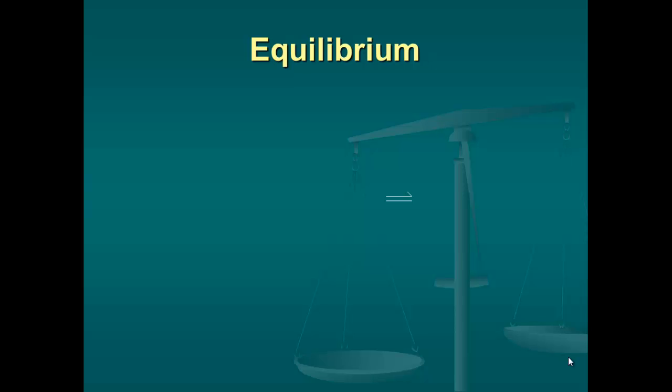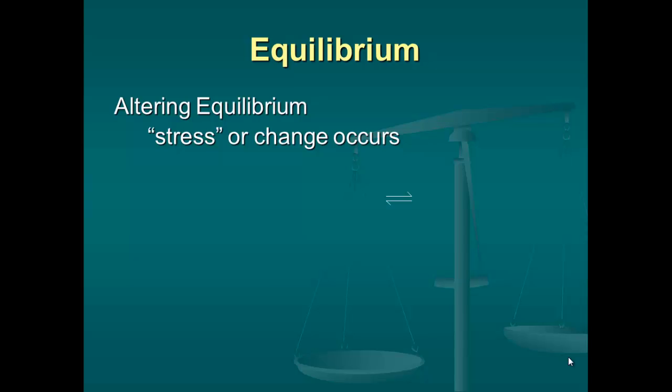Symbol for equilibrium. Instead of just using a straight reaction arrow that goes one direction, we use two half arrows, one for the forward reaction and one for the backward reaction. What we're going to talk about next is what happens when you alter the equilibrium, or change it. When you change the equilibrium, the word that we use is stress. You are stressing the equilibrium when you cause a change.